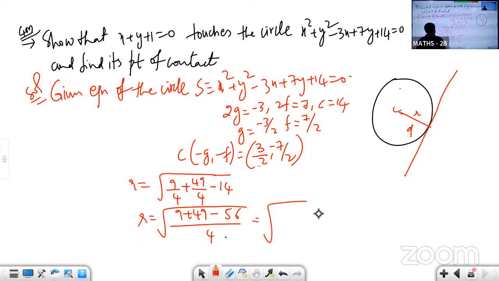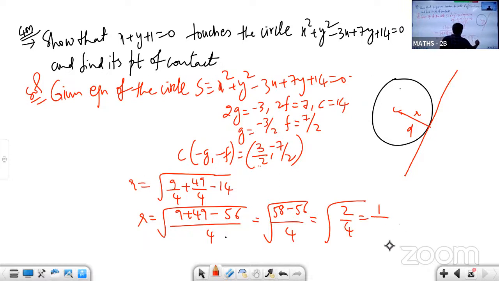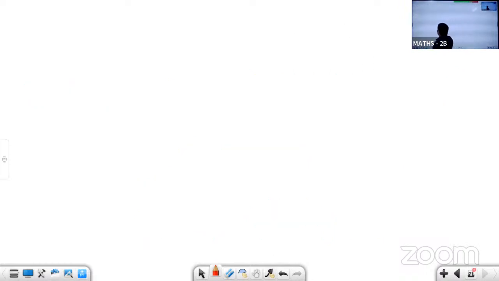49 plus 9 is 58. 58 minus 56 by 4 is 2 by 4, which is 1 by root 2. Okay, the radius we got as 1 by root 2. Now let us find d. We have to check whether they are equal or not.